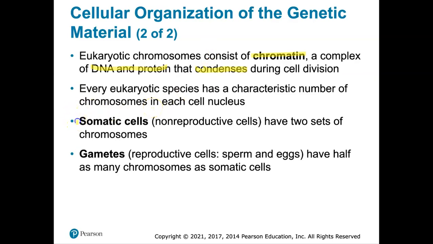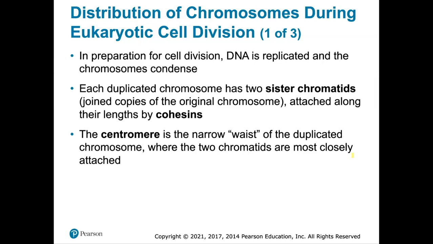Somatic cells are body cells. Somatic cells are all the cells in the body that are not egg and sperm, okay? Somatic cells have two sets of chromosomes. The gametes, which would be the egg and the sperm, have half as many chromosomes as somatic cells. So human somatic cells have 46 chromosomes or 23 pairs, and human gametes have just 23, half as many chromosomes as somatic cells. All right, before the cell divides, the chromosomes duplicate.